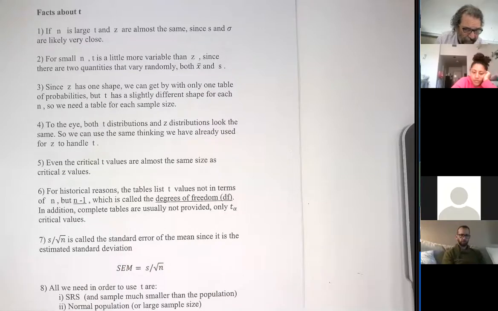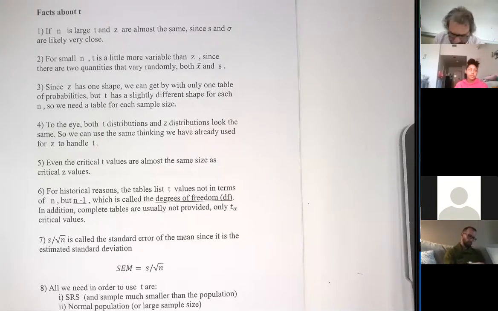Right, so if you're watching this, you joined us a bit late because I forgot to turn on the recording. We were going over these facts about T. The most important things are that T and Z are almost the same, and that for T, you have to look at a special table which lists the probabilities in terms of the degrees of freedom, which is one less than the sample size.